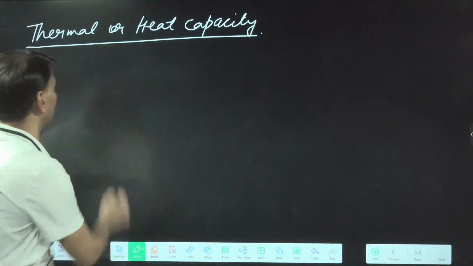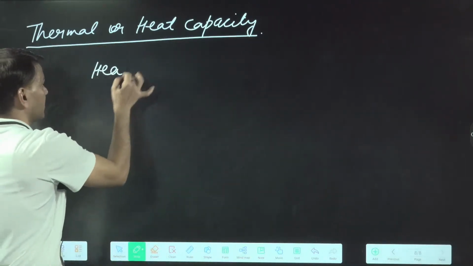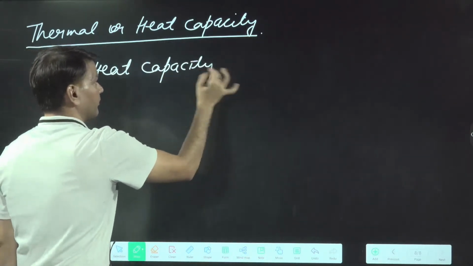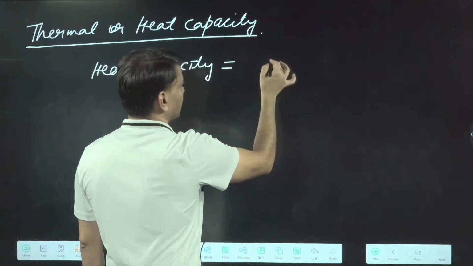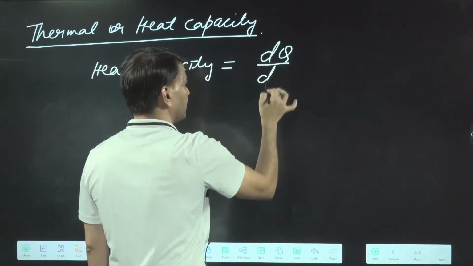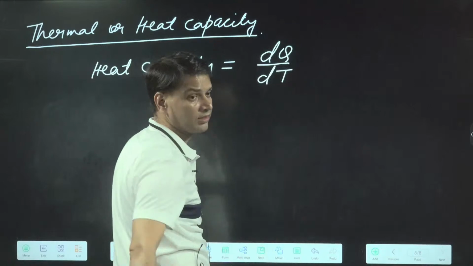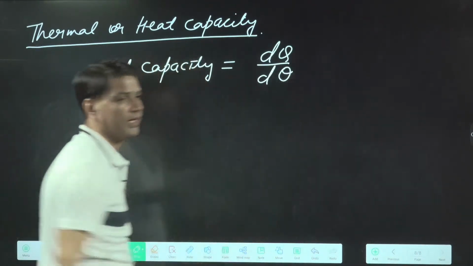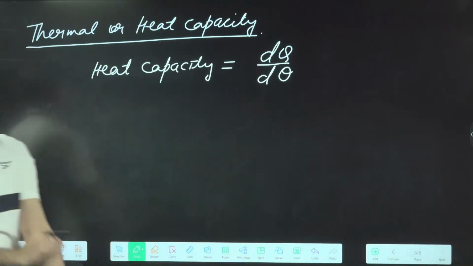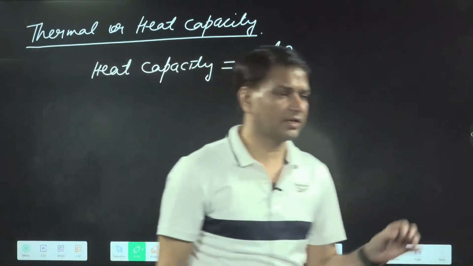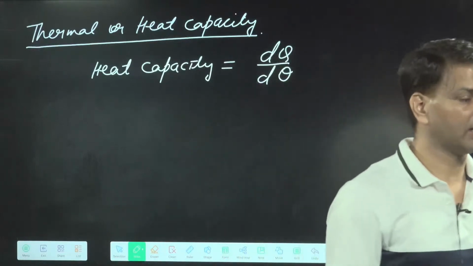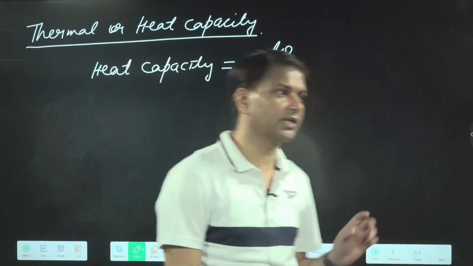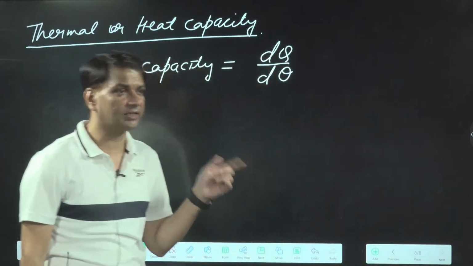Here heat capacity or thermal capacity we define as dQ by dT, or d theta, whatever you can write. Temperature we are writing, so d theta here. Okay, dQ by d theta. dQ by m into d theta is the specific heat capacity. When you are taking the per unit rise in temperature for a unit mass, then it is the specific heat capacity.